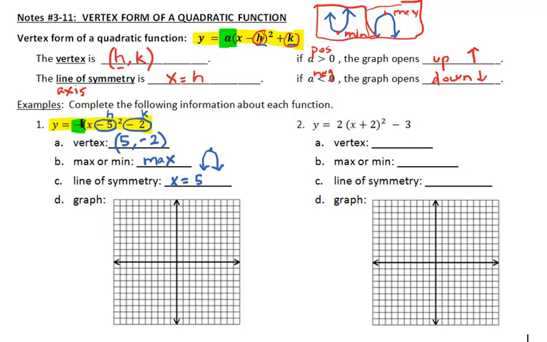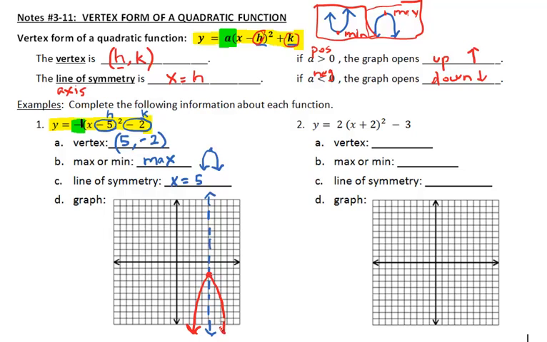Now we'll use all this information to graph it. Let's draw our line of symmetry. It's at x equals 5, so there's 1, 2, 3, 4, 5. It's going to be a vertical line, and we're going to draw it as a dashed line, the same way we drew asymptotes. That's our line of symmetry, and I'm going to put arrows at the end since it's a line. Then our vertex is at (5, -2), so there's our vertex. Our graph is going to open down, and it'll just look like this going down.